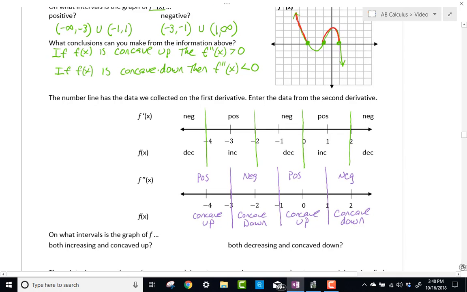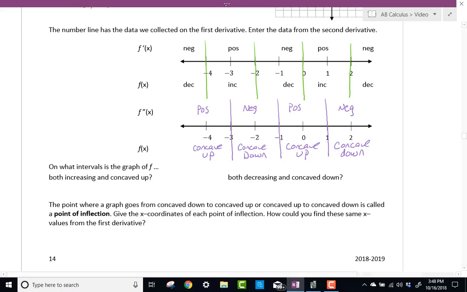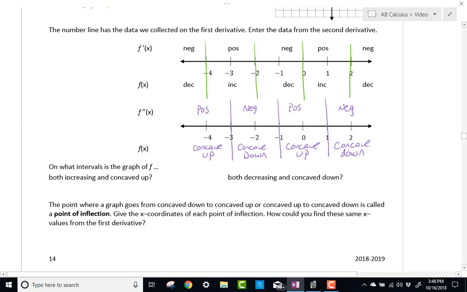Alright? Okay. So it says, on what intervals is the graph of f both increasing and concave up? Increasing and concave up. So we're looking for these intervals. Increasing, concave up. So we're talking about the graph of f. So f is here and here. Okay? So f increasing, that doesn't happen until -4 to -2. But I'm only concave up from -4 to -3. We're looking for where both of these are happening. So I would say that from -4 to -3, I'm increasing and concave up.